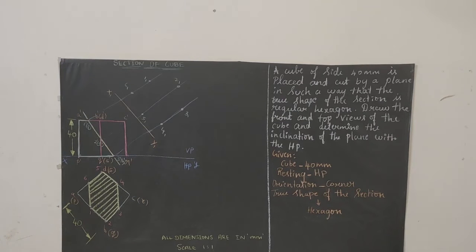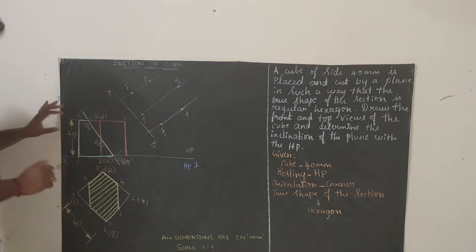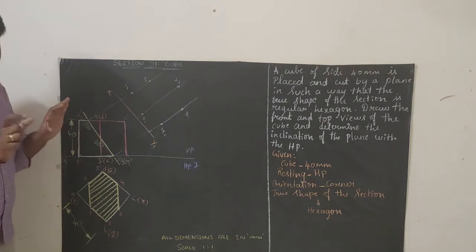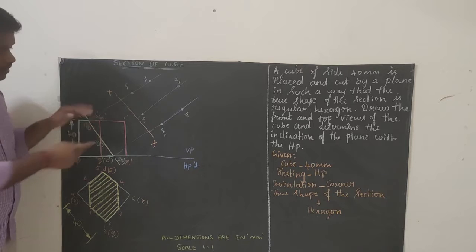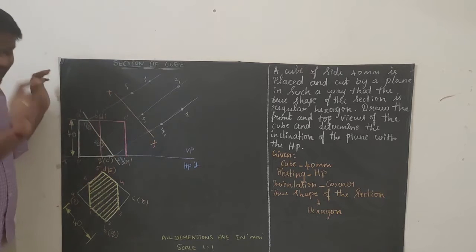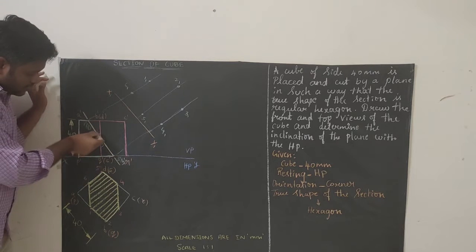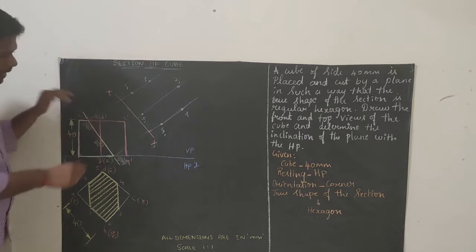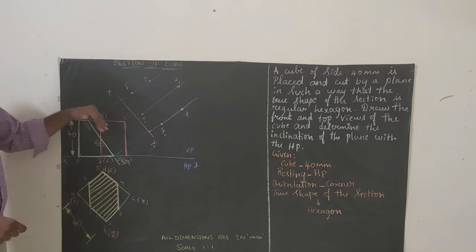The next step is very important. We are going to draw the true shape of the section. How to draw it: see, here we have the cutting plane, right? You have to draw another reference line parallel to the cutting plane. If this is the cutting plane, this line should be drawn parallel, away from the front view. It should not touch the diagram.